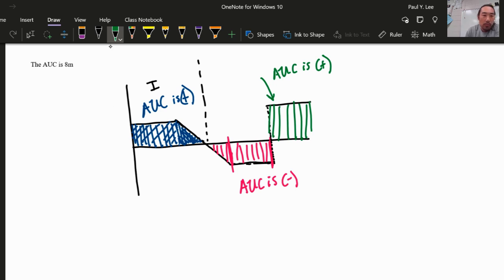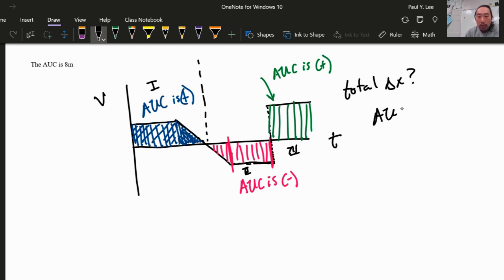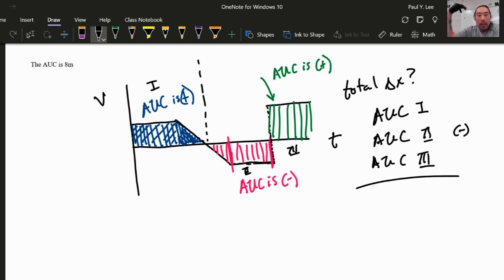So if this is a velocity time graph and the question says, what is the total displacement? What you would do is add the area under the curve from part 1 to the area under the curve from part 2. Mind you, this is negative. To the area under the curve from part 3. And whatever that numerical value would be is your total area under the curve. It might be positive, it might be negative. And if it's negative, it just simply means that you're going to the left or south, or left or down.